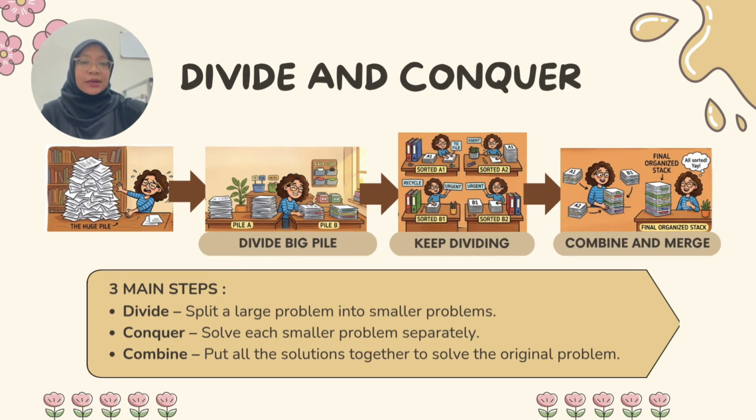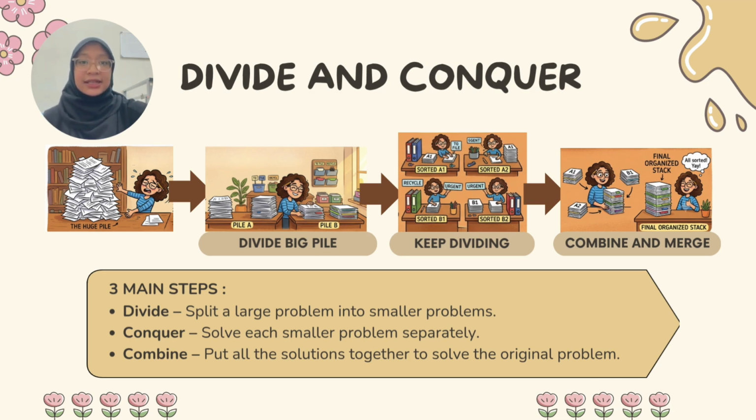Before you look at the algorithm, imagine that you have a huge pile of papers that need to be organized. Trying to sort everything at once will take a lot of time and effort. Instead, you first divide the large pile into two smaller piles. Then you keep dividing those piles into even smaller piles until each pile is small enough to organize easily. And finally, after each small pile is organized, you combine them back together to form a full organized stack.